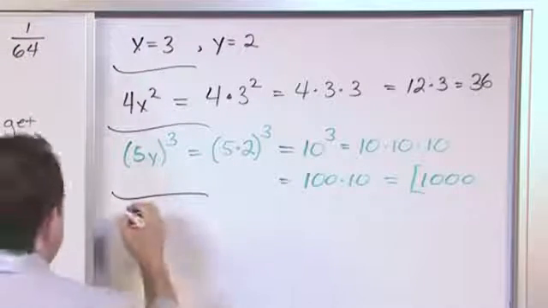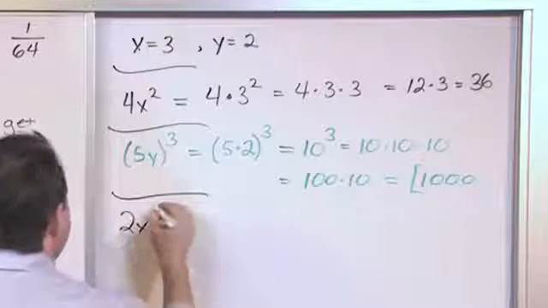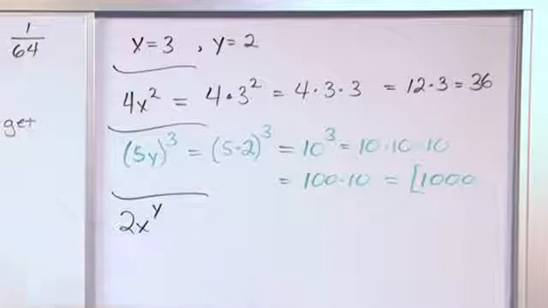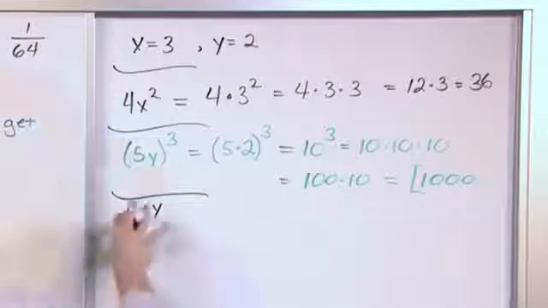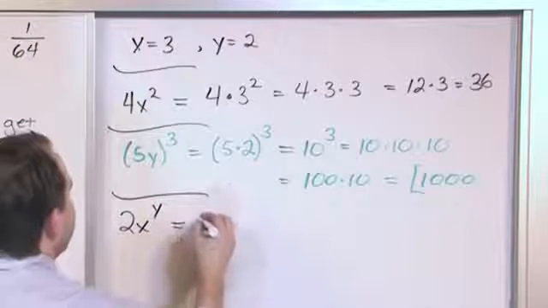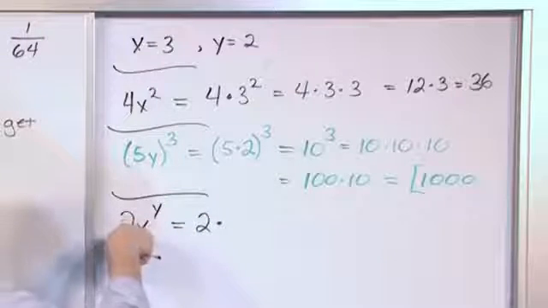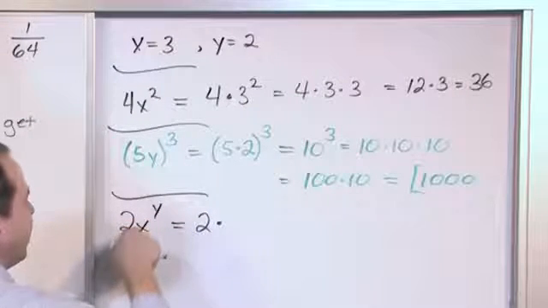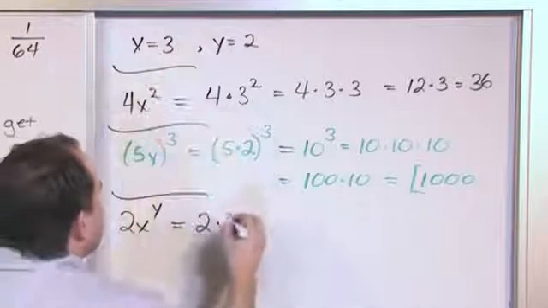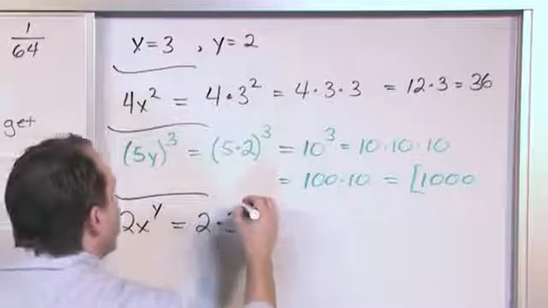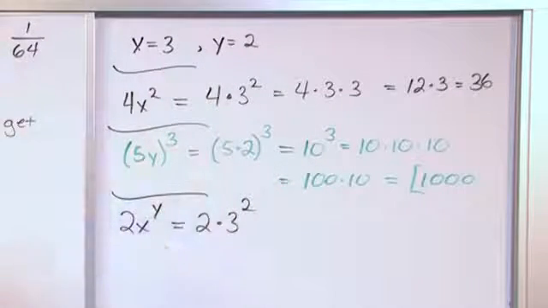All right, what if we have 2x raised to the y power? Now this looks more complicated, right? But don't worry about it. It's like a jigsaw puzzle. You just put in what you know. 2 times, you have to multiply here because it's an implied multiplication because it's sitting there. x is 3, raised to the y power, which is 2. So we just plug the numbers in there.